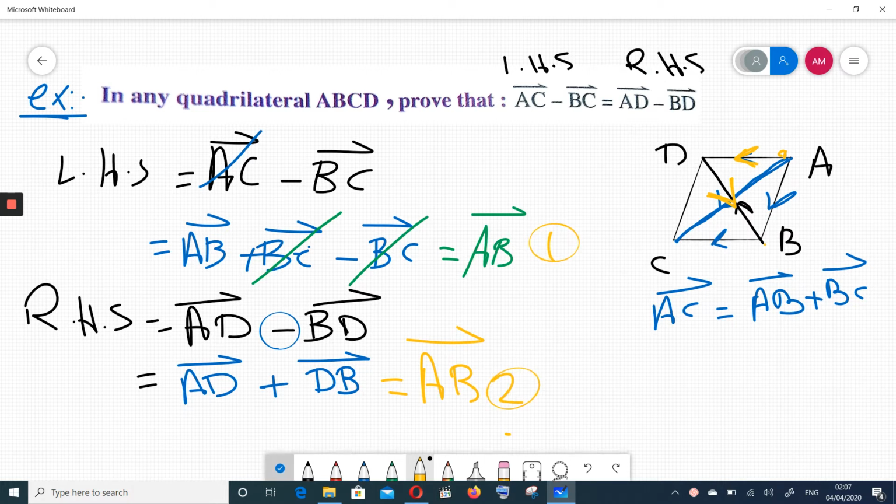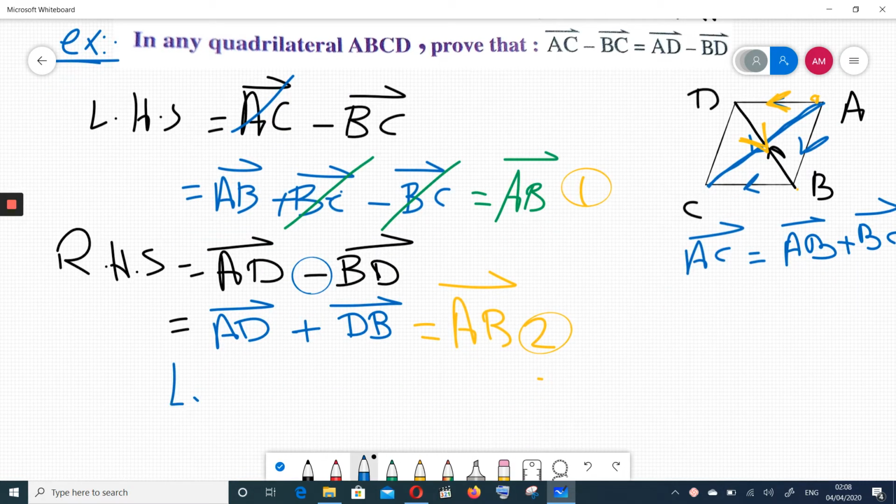That means left hand side equals right hand side. It's okay, it's clear now.